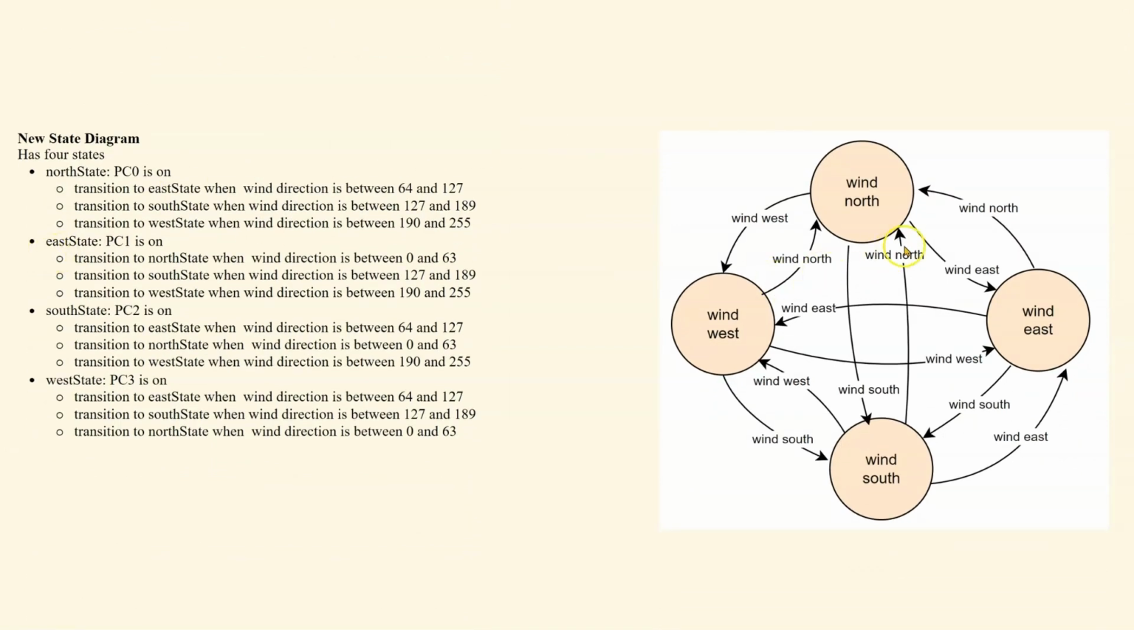So now it's a lot more complicated, you can see. So basically we can move between any state depending on the wind, rather than going through the transition. And this is the pseudocode here. So pause the video now and try and write the state diagram into C code.